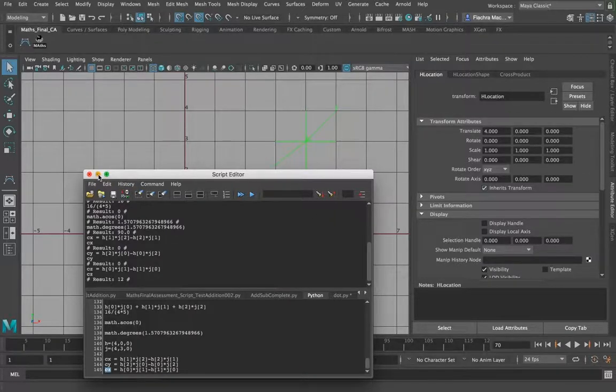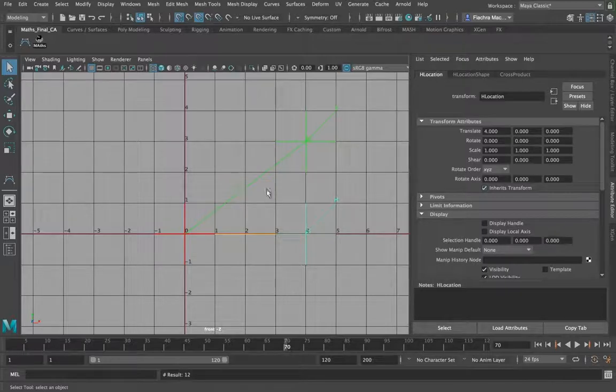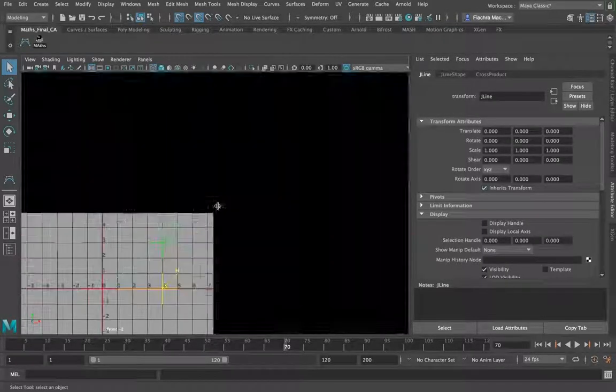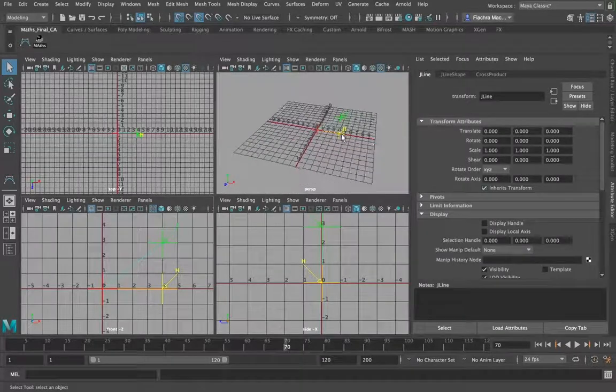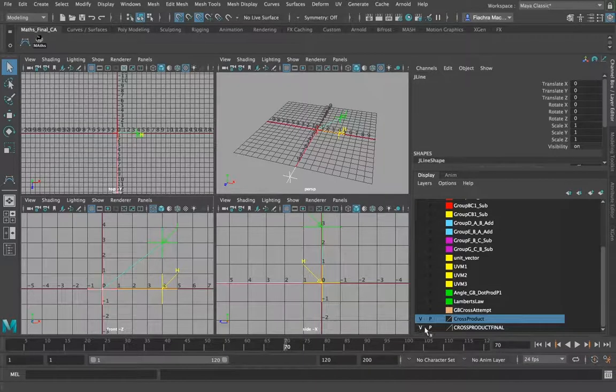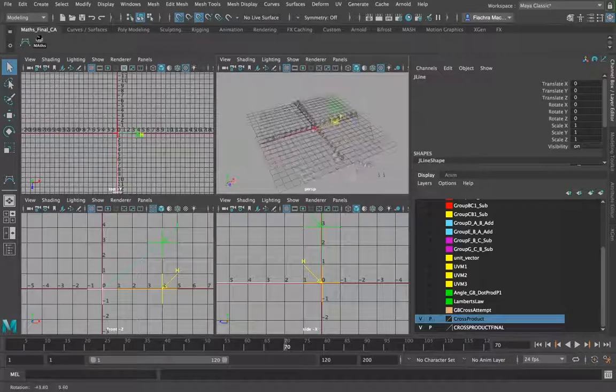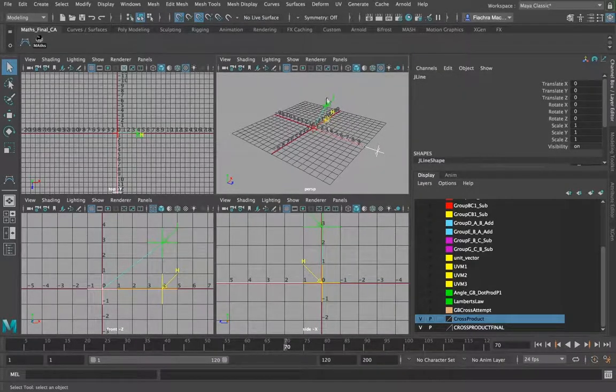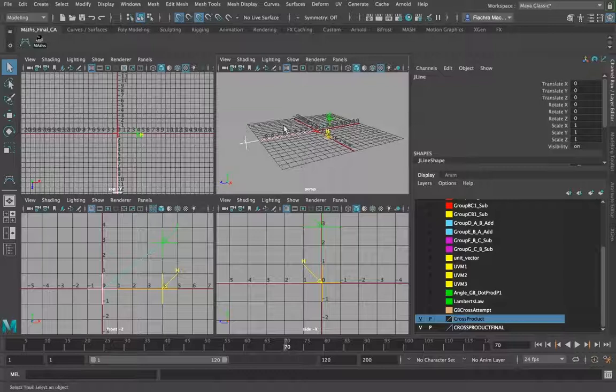So that can be represented in Maya. So if we have a look here, that is at a 90-degree angle to these two vectors. So as you can see in the representation, it's pretty obviously at a right angle from those two vectors. And that's how to get the cross product.